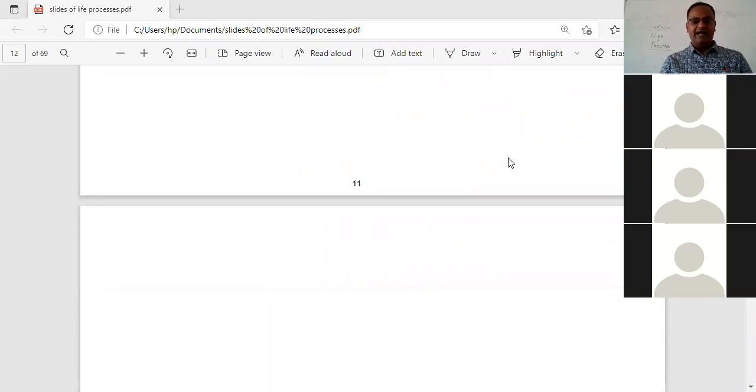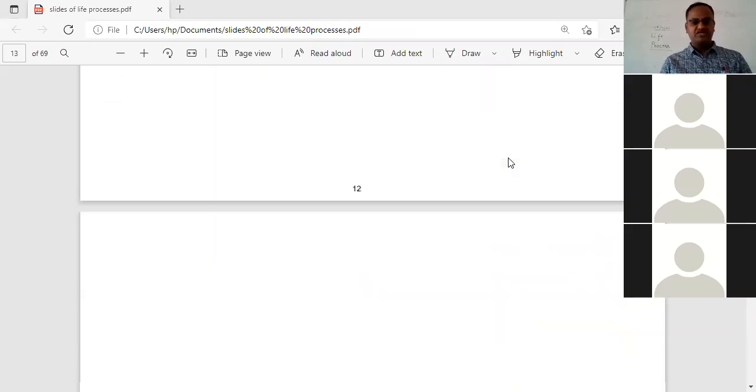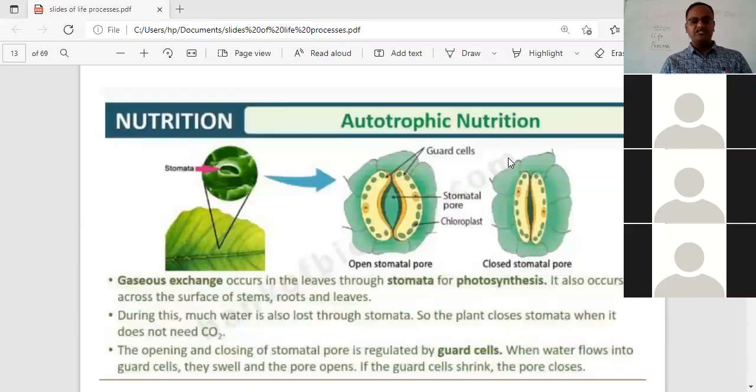Okay. Now, students, as we have just discussed transpiration, these two diagrams are again very, very important. Why? Because the guard cells are given, and the open stomata and the closed stomata are also highlighted. Students, just now I discussed with you all what will happen if the stomata is open. What will happen if the stomata is open? Just raise your hand so that I can unmute you.